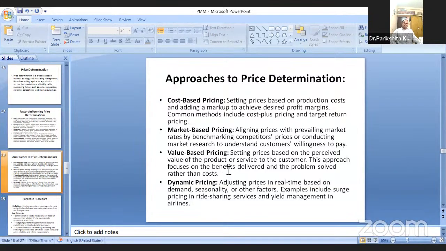Okay, market-based pricing? Yes sir. What is market-based pricing?